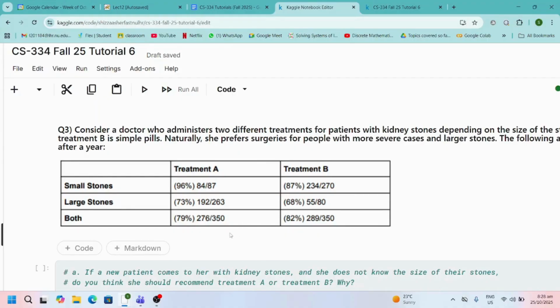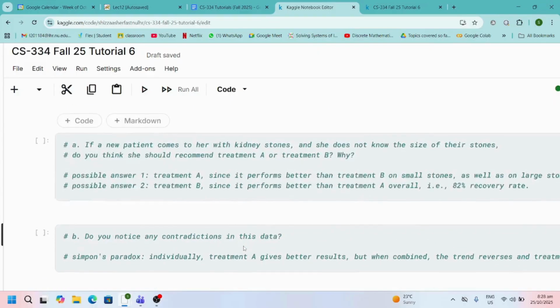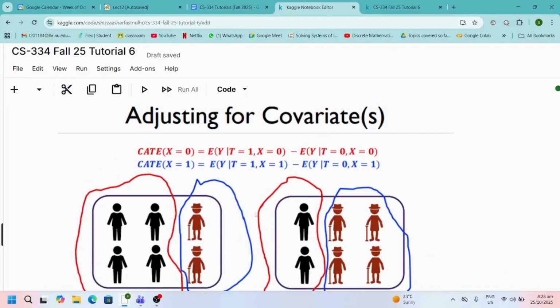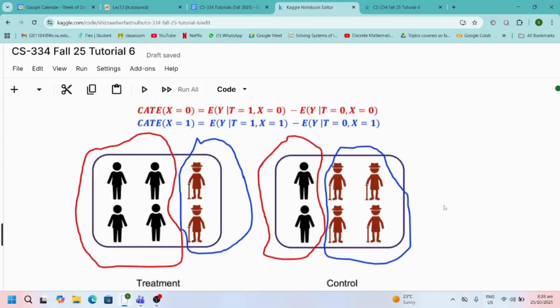The rest were large stones. So I have 357 divided by 700. Similarly, you can plug in the rest of the values as well. And for your information, this is what was given to you in the slides as well, adjusting for covariates. This is how you adjust for covariates.